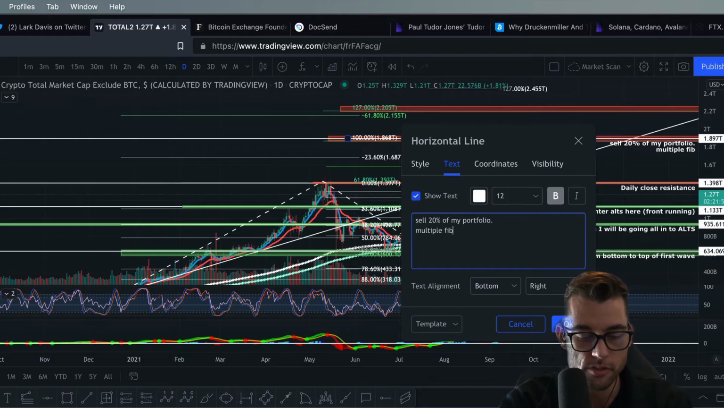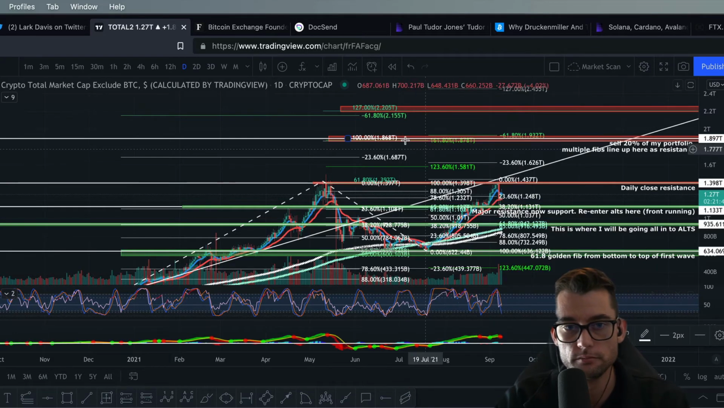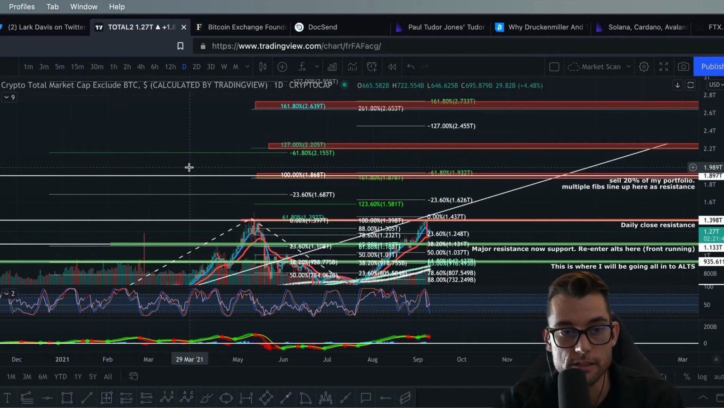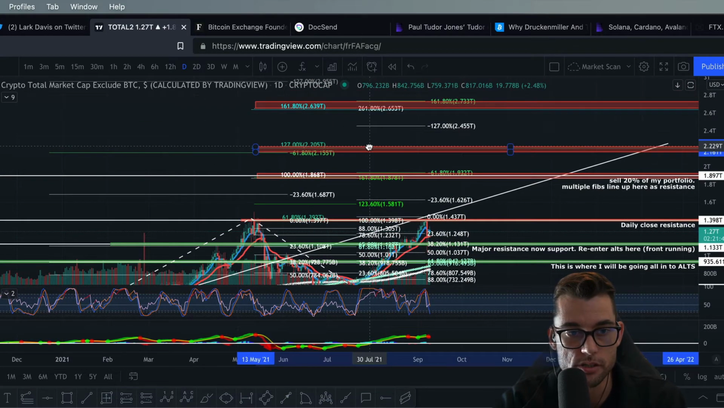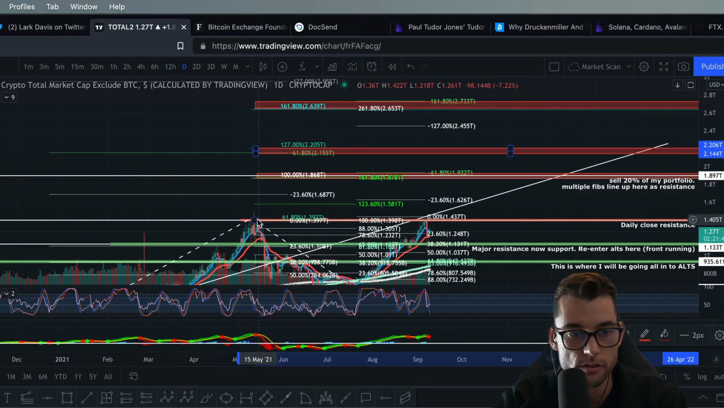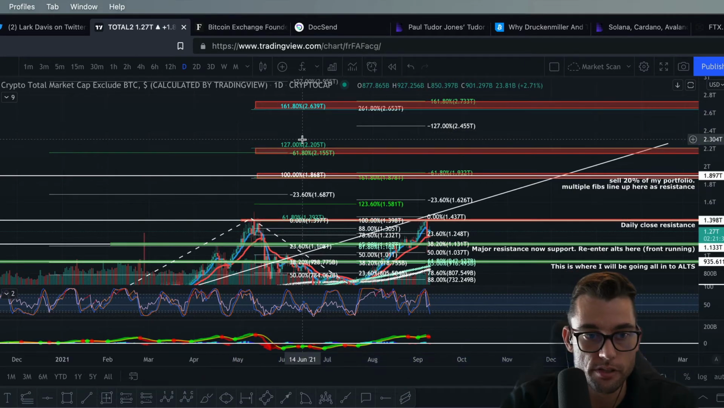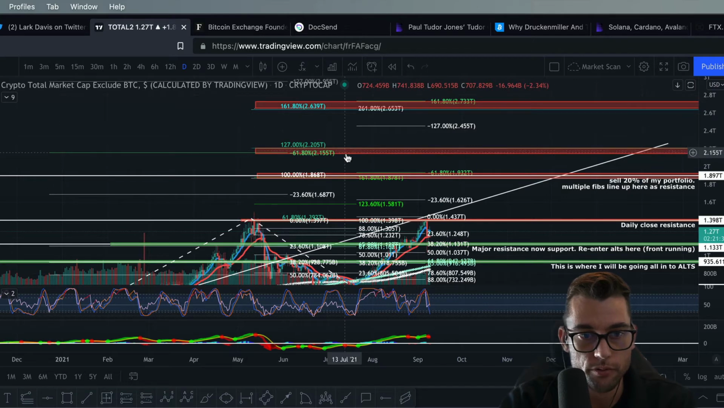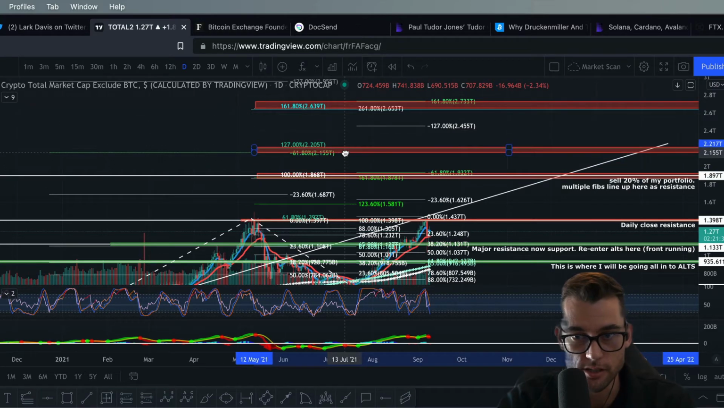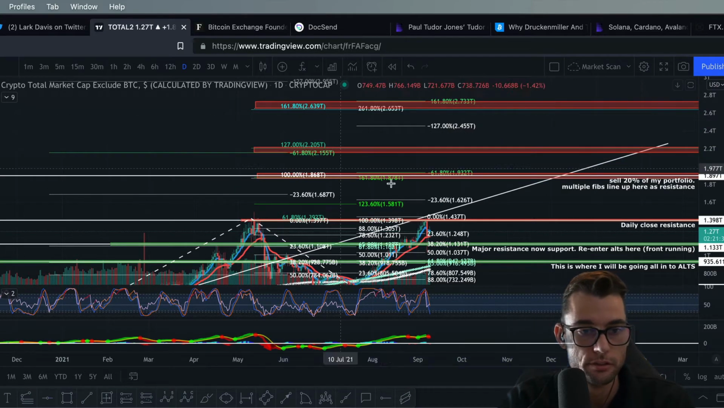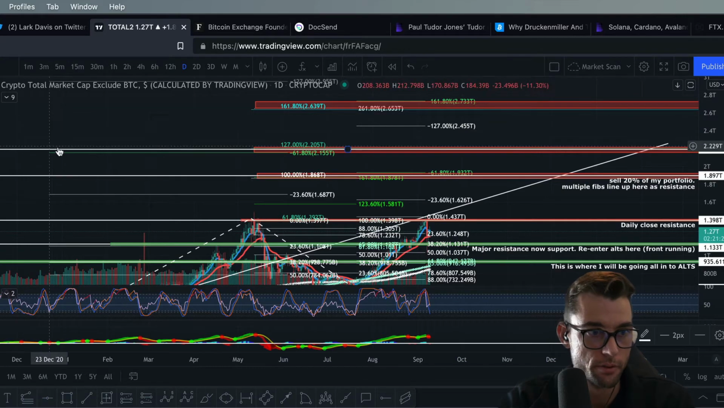Multiple fibs line up here as resistance. The next one that lines up is right here, which is the negative 61.8 of the move up and the 127 of the Fibonacci extension. Another big resistance, so I'll put that here.